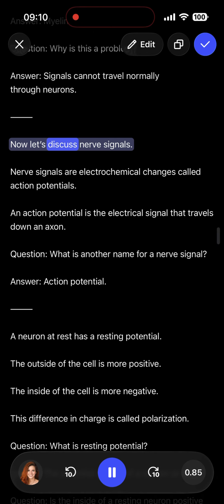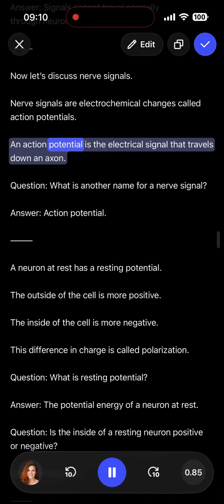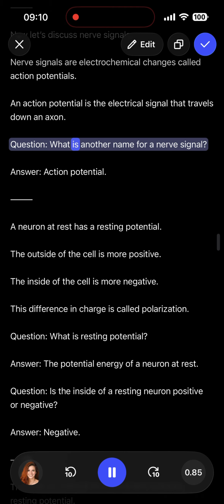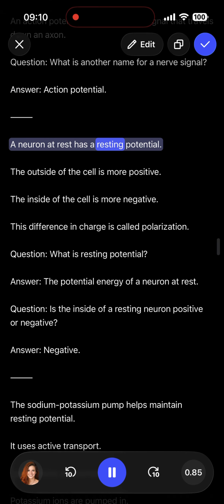Now let's discuss nerve signals. Nerve signals are electrochemical changes called action potentials. An action potential is the electrical signal that travels down an axon. Question. What is another name for a nerve signal? Answer. Action potential.